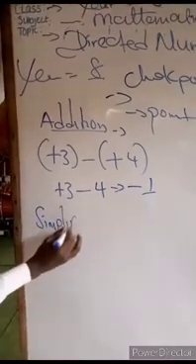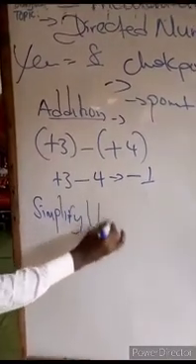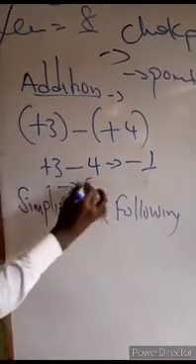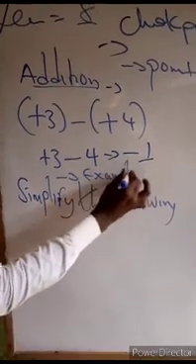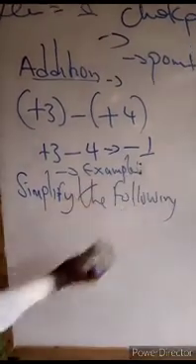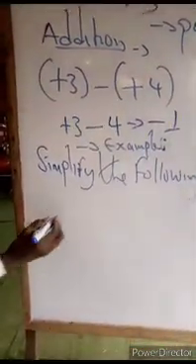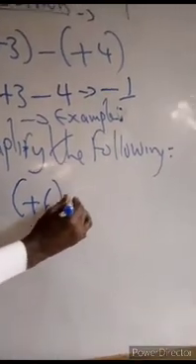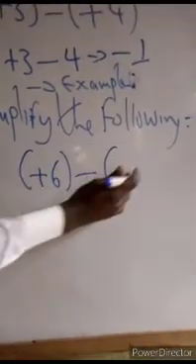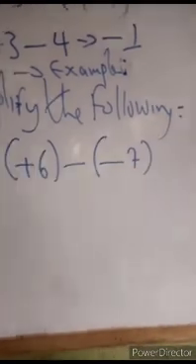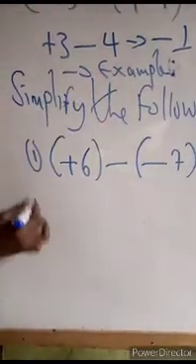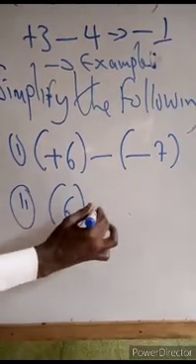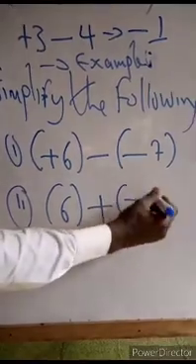Let's assume we have: simplify the following. I'm sorry for not citing. I'm going to cite 1 or 2 examples, but I would love to make it snappy. So I have 1: into bracket plus 6, into bracket minus, then into bracket minus 7. So at home, what do we do with this? Simplify the following. 2: I have into bracket 6, then into bracket minus 8.